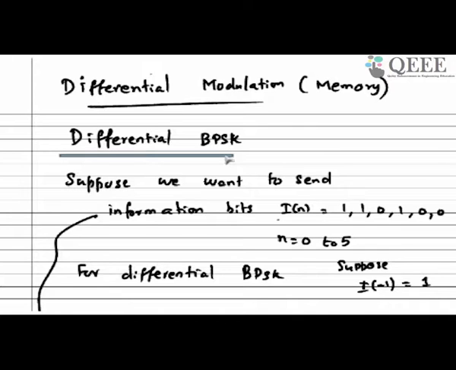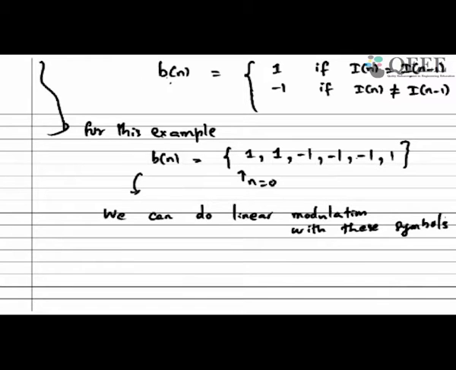Suppose you have a sequence of bits 1, 1, 0, 1, 0, 0, some sequence of bits I have indicated through this particular sequence. Now I want to map this sequence of bits into information symbols. Since I am using BPSK, I will use 1 or -1, but not simply based on the current bit, but based on the previous bit also.